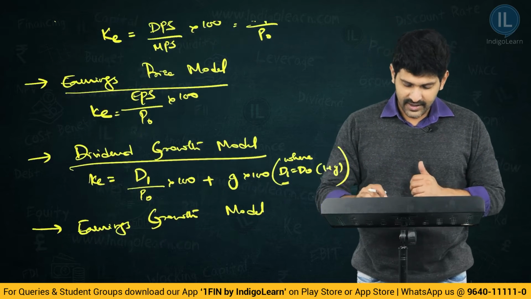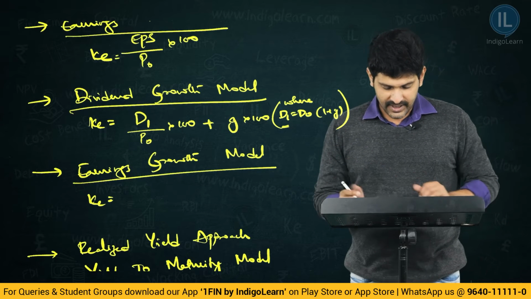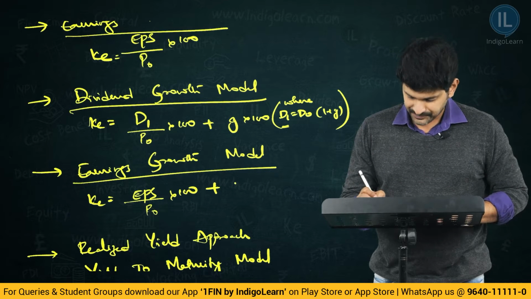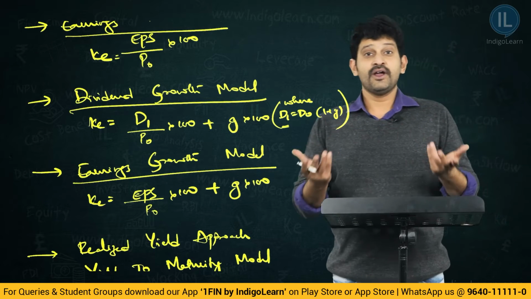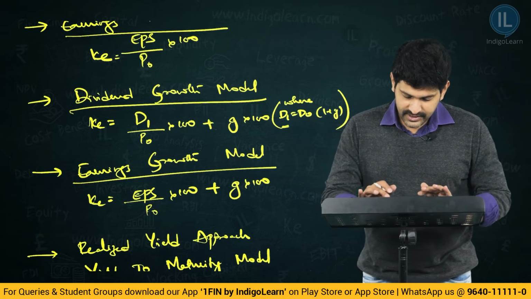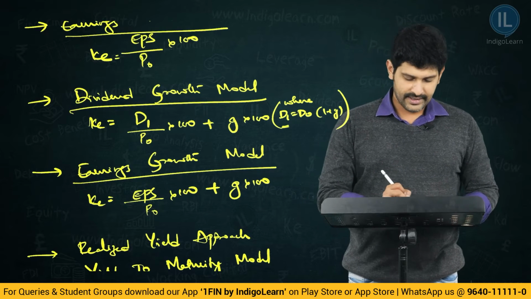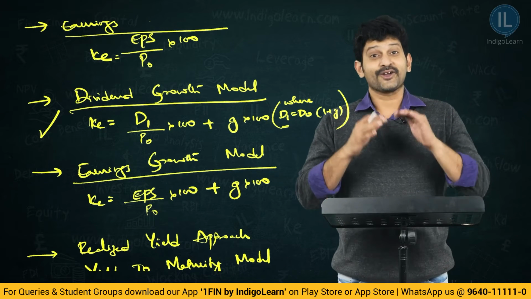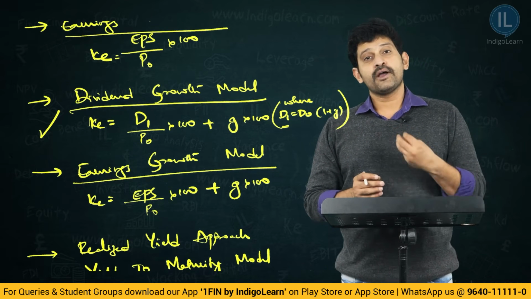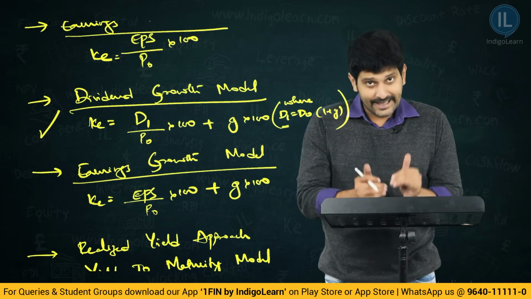In the same style, in the earnings growth model, KE will be EPS by P0 into 100 plus G into 100. Now, earnings we cannot promise as to whether there will definitely be an increase or decrease, therefore, we will say simply EPS. And these are the basic first 4 models. Out of all the 4, if you ask me, sir, what is the most popular model? I will say, not I, the concept says, the textbook says, this is the most practical or most frequently used method or approach for the purpose of computation of cost of equity. I am talking till here.